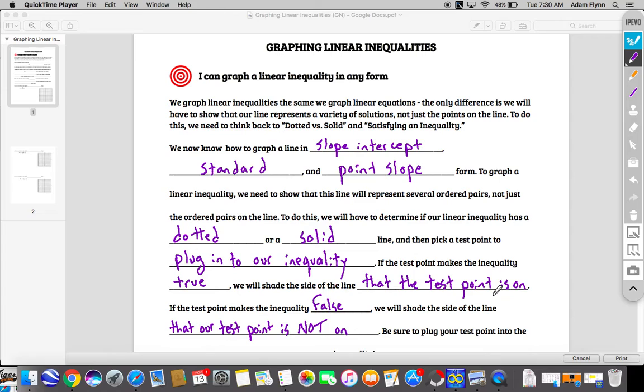Okay, so if we have a test point that's on one side of the line and we plug it in and it's true, we're going to shade the side of the line that the test point is on. But if that inequality becomes false, we're going to go ahead and shade the opposite side of the line. Okay?